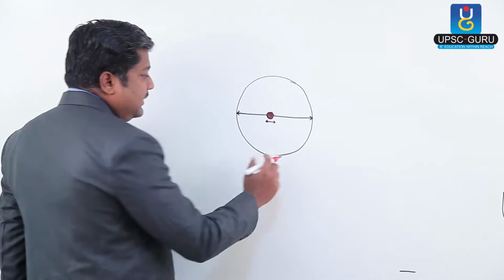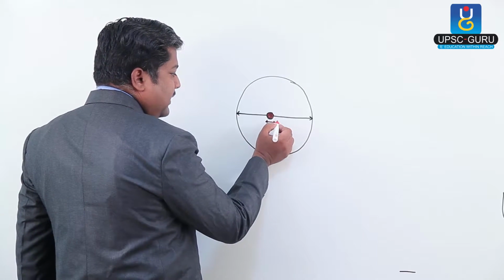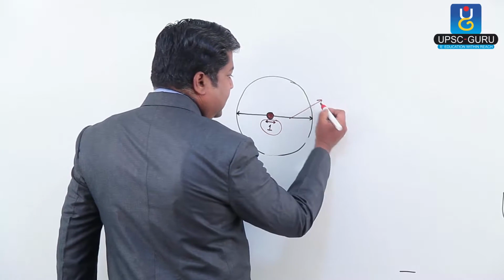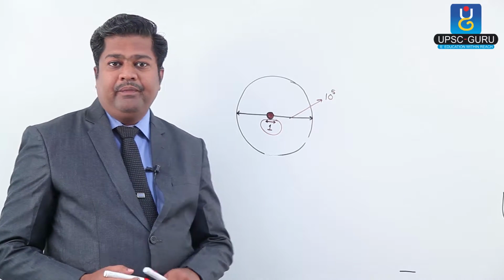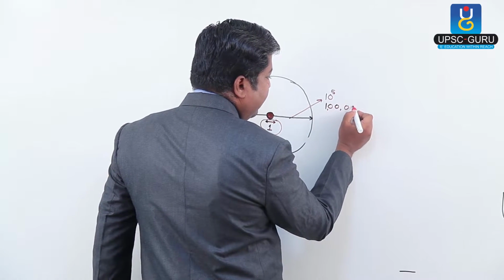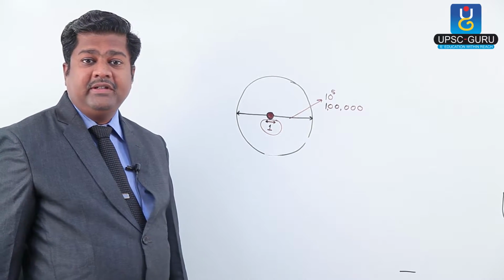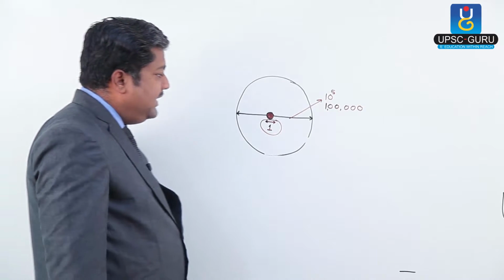Approximately, suppose this diameter is 1, okay, so I am showing this diameter as 1, then this diameter is 10 raised to 5. That means this diameter is these many times that of the atom. Approximately I am telling you. Right now we can consider it this way.